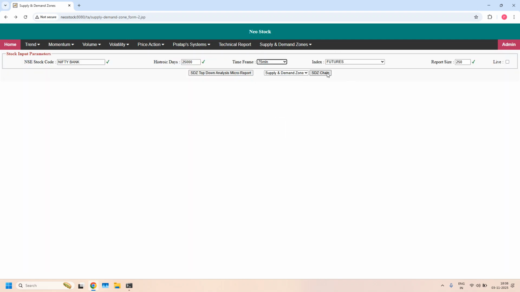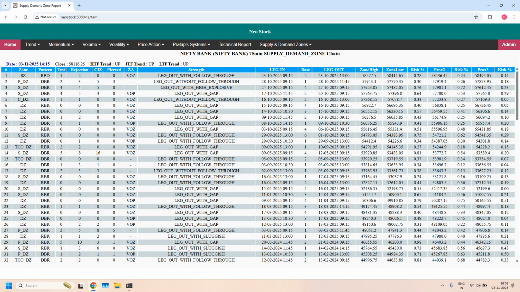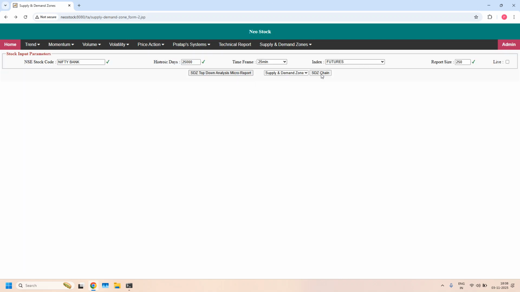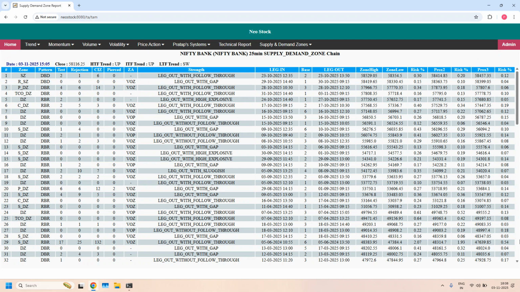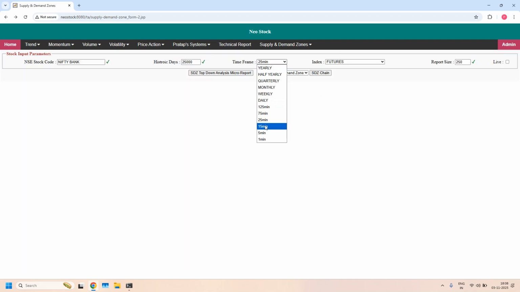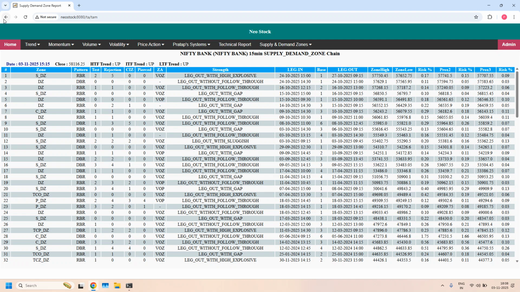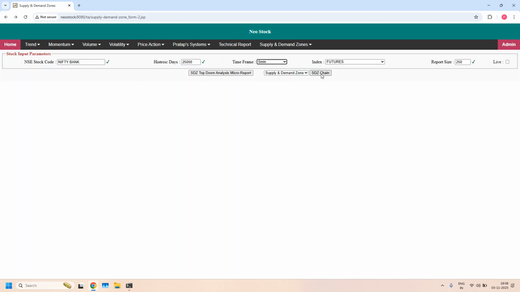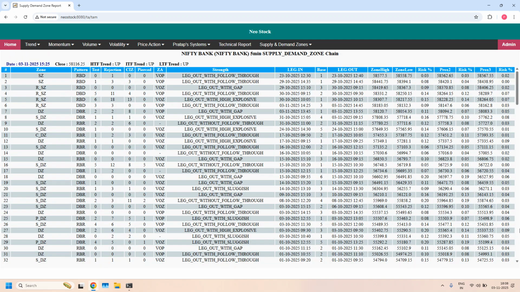Next, generating 75 minutes supply demand zone chain for Bank Nifty. Next, generating 25 minutes supply demand zone chain for Bank Nifty. Next, generating 15 minutes supply demand zone chain for Bank Nifty. Next, generating 5 minutes supply demand zone chain for Bank Nifty. So this is Bank Nifty supply demand zone chain.